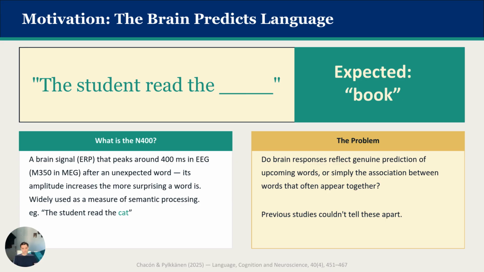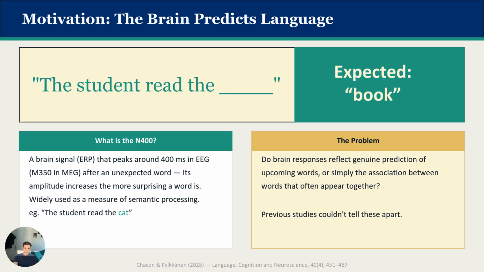Now, our brain is constantly predicting upcoming words when we try to understand language. For example, when we see the sentence, the student read the, most people would expect book to finish the sentence. However, if the brain encounters an unexpected word, such as the student read the cat, it produces a response called the N400 or the M350 in the MEG, about 400 milliseconds after the word appears.